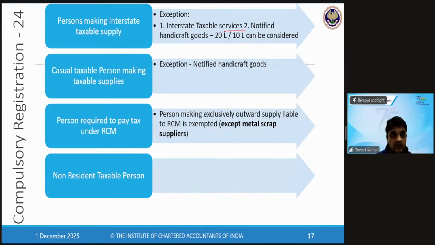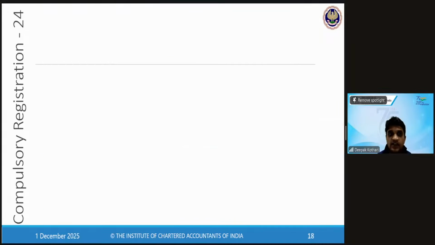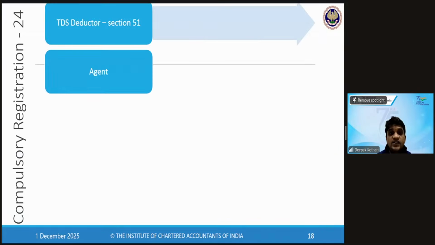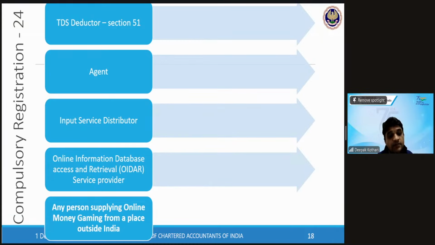Okay. NRTP, like how a CTP has to take, like that NRTP also. E-commerce operator, person who is selling others on the e-commerce portal, then that e-commerce person has to take compulsory registration. TDS deductor, TCS deductor, input service distributor, agent, and any person supplying online money gaming from a place outside India. This is a new concept: online money games are there, not just online games. Online money gaming is there. A person who is outside India, is not coming to India at all, will also have to take compulsory registration by appointing an agent in India and taking the registration.